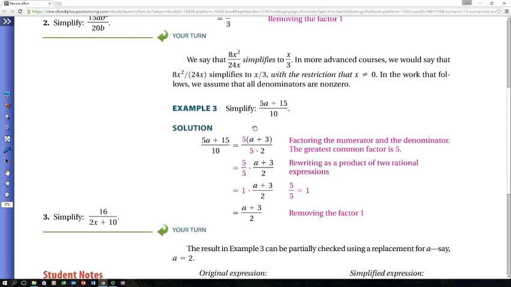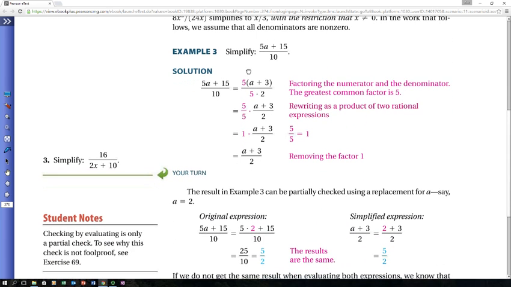Well, let's look at example 3. The strategy that we're going to go through is to factor. We've done a lot of stuff working with factoring polynomials, and we'll start out with the same strategies.